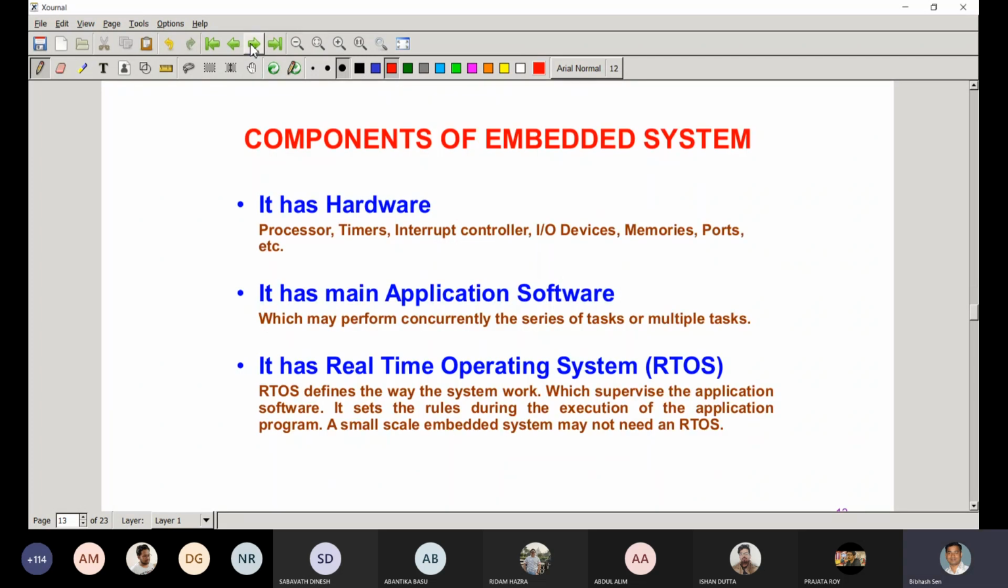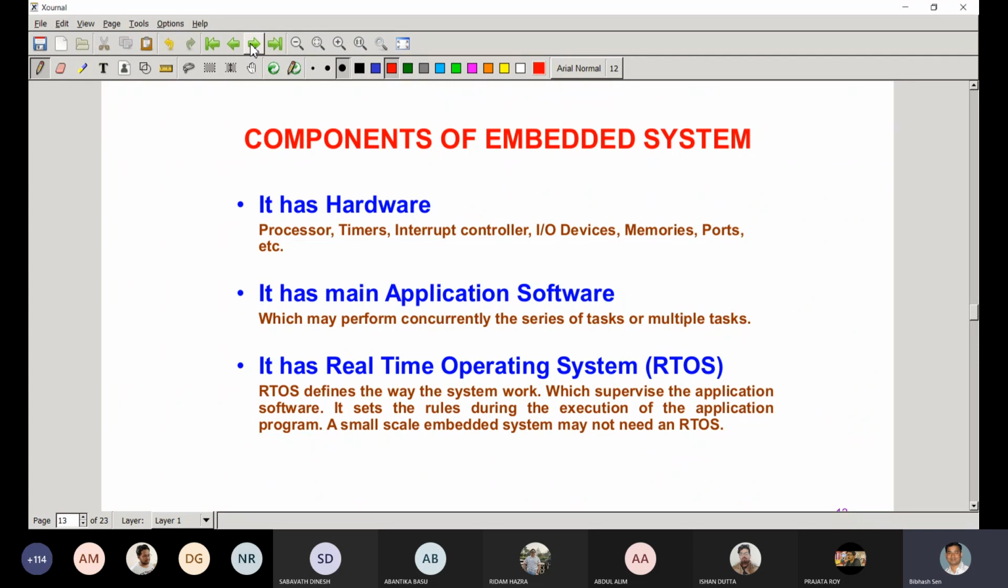So basically the components of embedded systems: the hardware can be a processor, timer, interrupt controller, IO devices, memories, and ports. Then there is the main application software, which may perform a series of tasks concurrently, multiple tasks. It must have a real-time operating system, not must, generally has. The RTOS defines the way the system works, and supervises the application software.